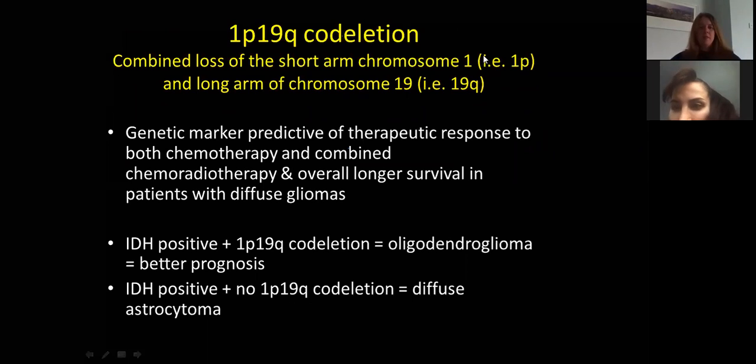So 1p is losing the short arm of chromosome 1, and 19q is losing the long arm of chromosome 19. And again, it's predictive of your therapeutic response to treatment. So that's not just chemo, but chemorads as well. And they have a longer survival. And if you have this combination, so you have a mutant and the codeletion, you have a better prognosis from your oligo. If you're IDH positive, but you don't have this chromosomal codeletion, you call it a diffuse astrocytoma.